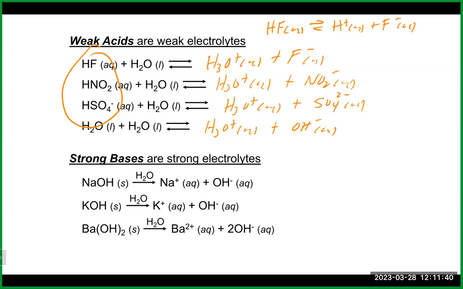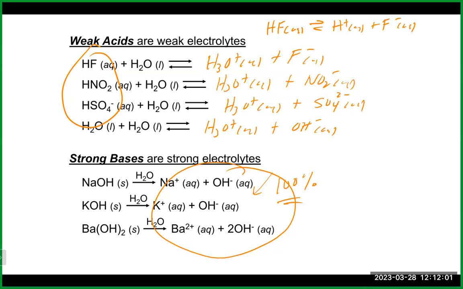Now, strong bases are also strong electrolytes. They will completely break apart in solution. So sodium hydroxide, potassium hydroxide, barium hydroxide, these are all 100% ions in solution. Because they produce a lot of hydroxide really quickly, they're considered strong bases.